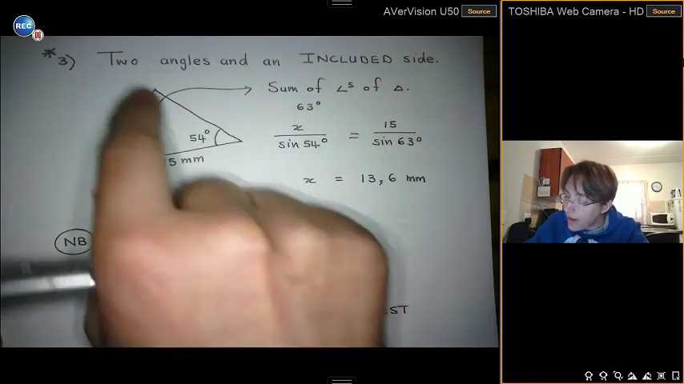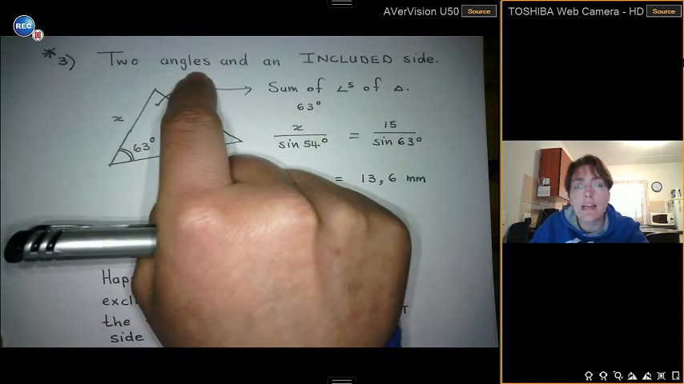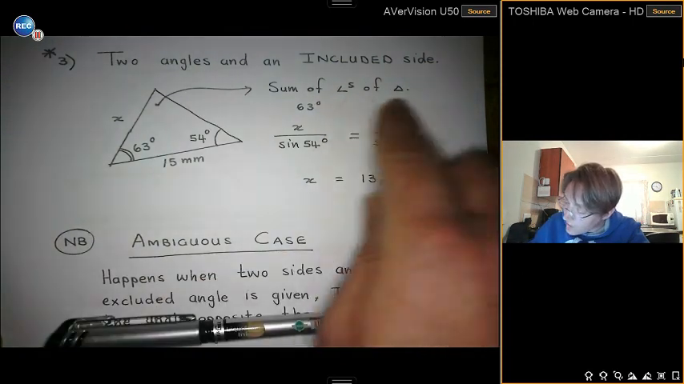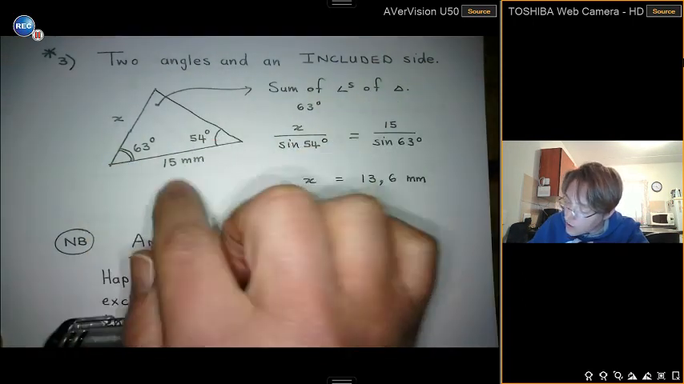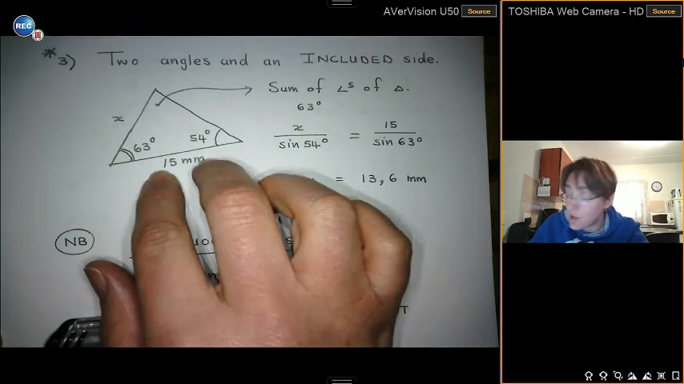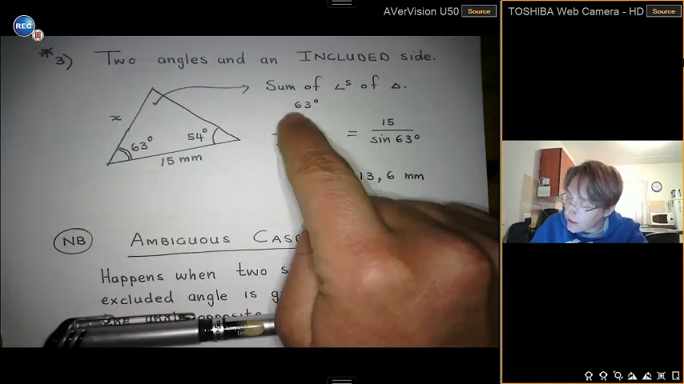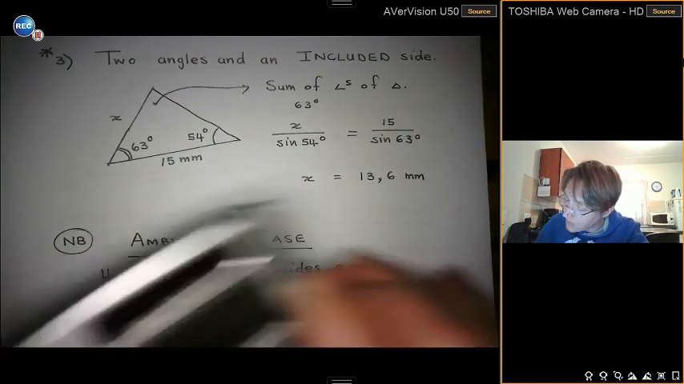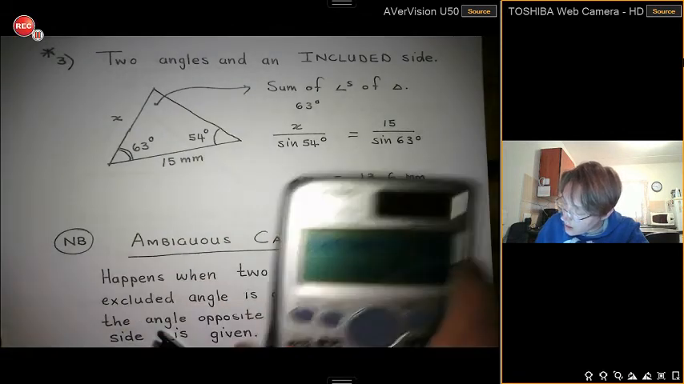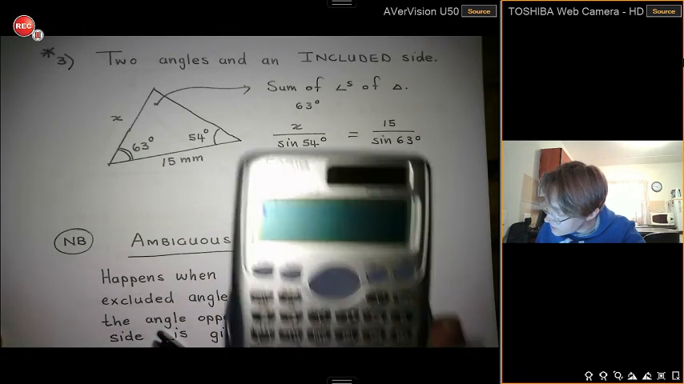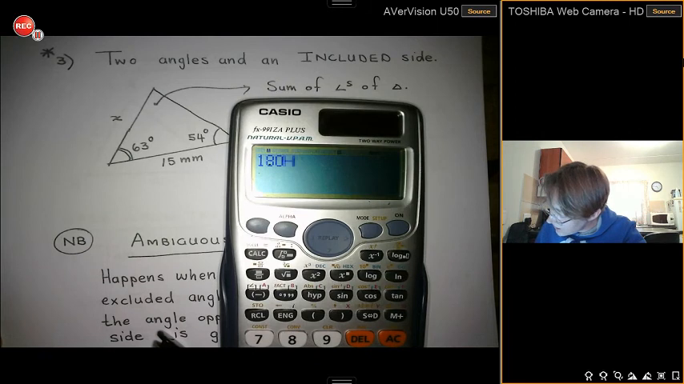But if I have 2 angles, I can use the sum of angles of a triangle to find the third angle. So I've got those two angles, and I've got an included side, as you can see. Then I can get that angle by using the sum of angles of a triangle, and I can say that's equal to 63, I believe. Let's just double check. 180 minus 63 and 54 is equal to 63.